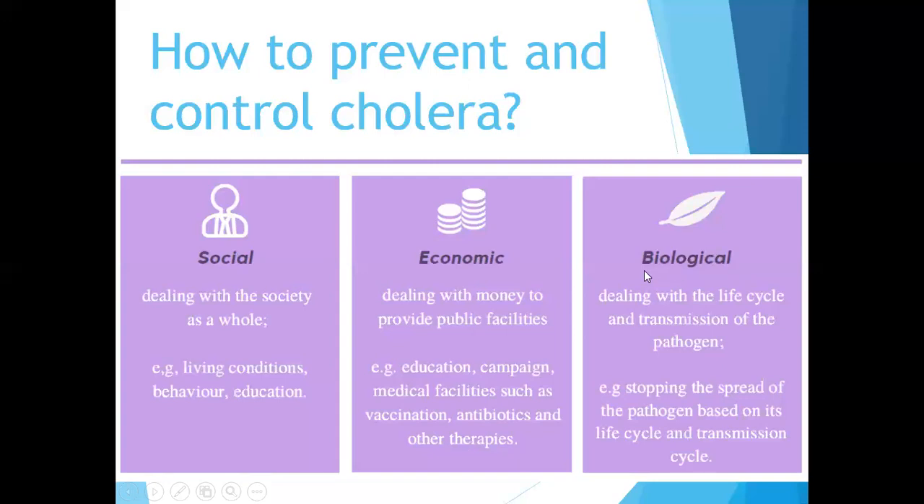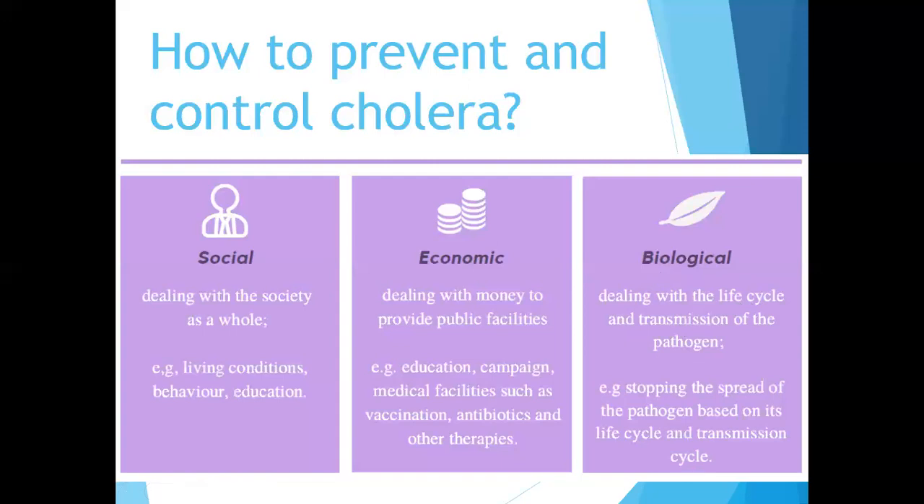Now, what about the biological factor in preventing and controlling disease? This is a very important one, because infectious disease is caused by pathogens, living organisms. So biological means having to deal with living things. So we are focusing on the life cycle of the organism and transmission of that pathogen between infected and uninfected persons. So we want to stop the spread of the pathogen based on its life cycle and transmission cycle. If we know how it's being transmitted, then we know how to stop the transmission cycle.